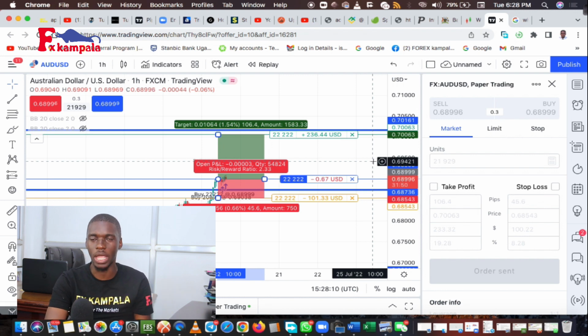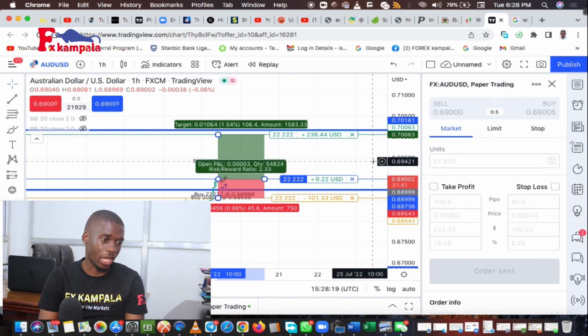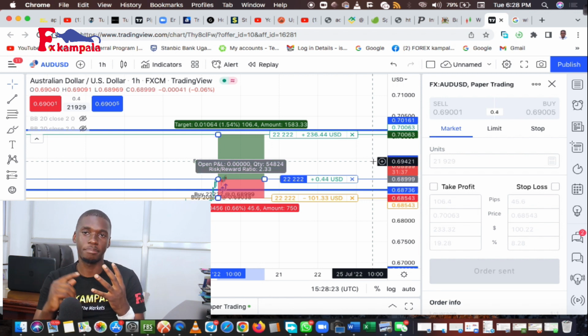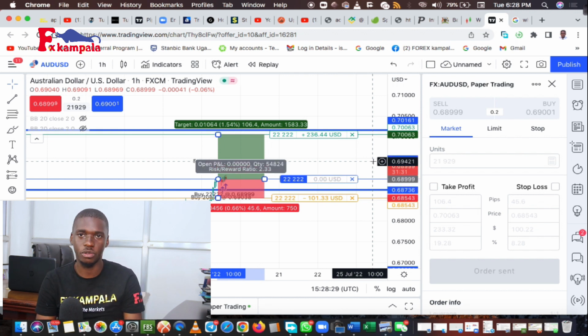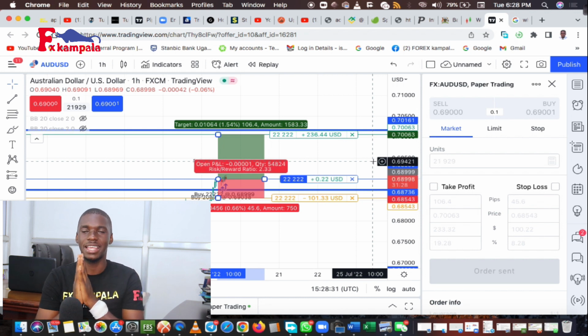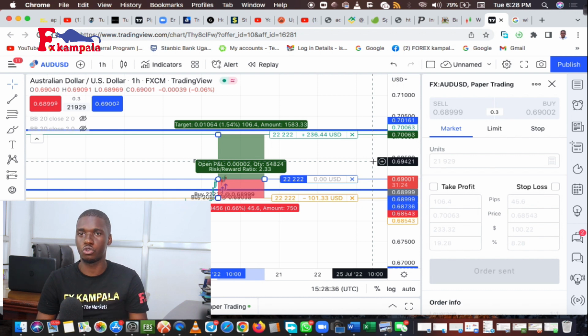So just like the way you've seen, we can trade on TradingView. And again, we have learned how you can put a stop loss, how you can put a take profit, and how you can do your entry on TradingView. So it's as easy as that. TradingView is easier, and flexible for you to trade.